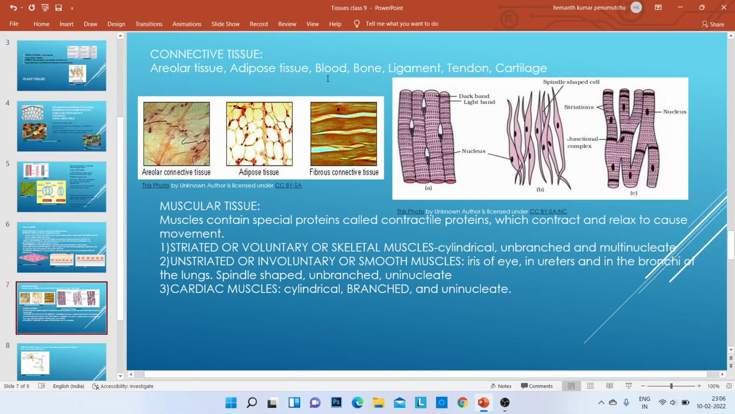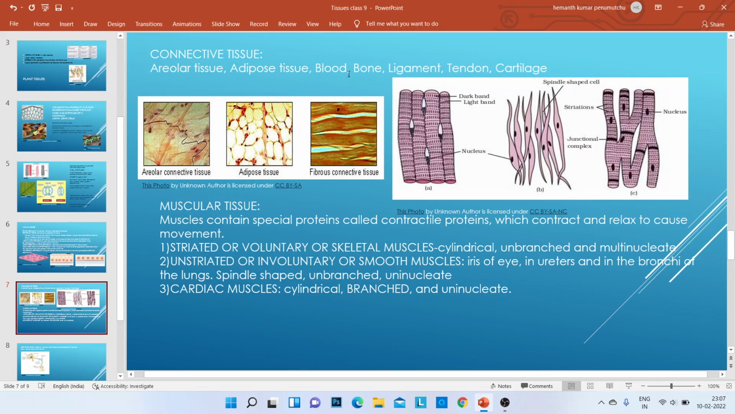Plasma is the fluid matrix of blood, in which RBCs, WBCs, red blood corpuscles, white blood corpuscles, and platelets are all suspended. The plasma, that means the liquid matrix, contains proteins, salts, hormones. This blood flows and transports gases, digested food, hormones and waste materials to different parts of the body.